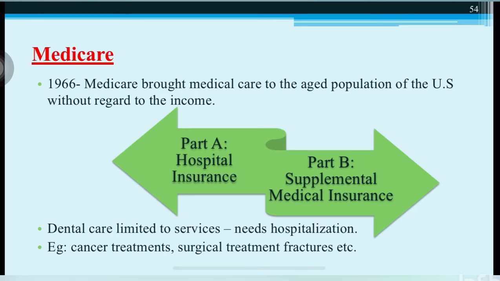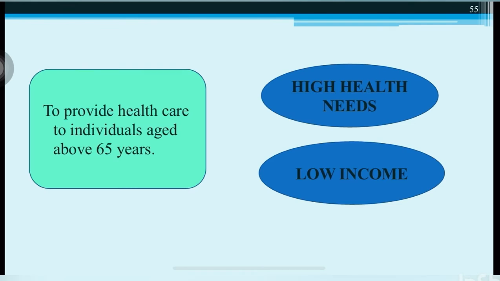Coming to what is Medicare? So, Medicare brought medical care to the aged population of the US without regard to the income. Okay, so it was provided in basically two parts. Part A was covering the hospital insurance and part B was covering the supplemental medical insurance. Dental care was limited to services which needed hospitalization. Examples of these are cancer treatment, surgical treatment of fractures, etc.